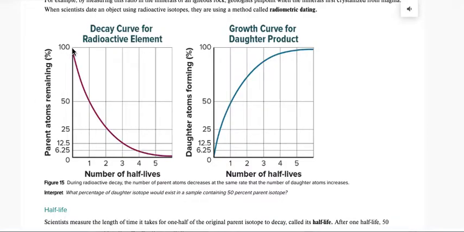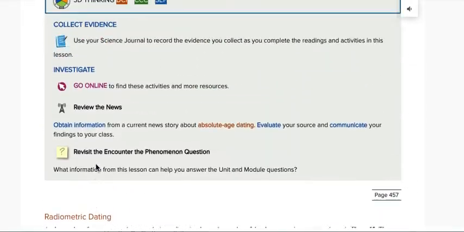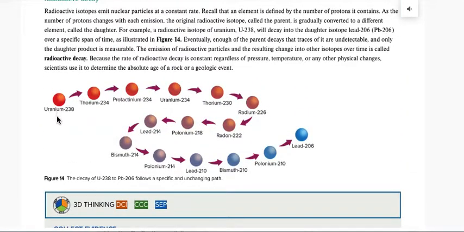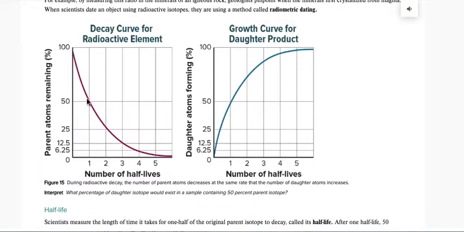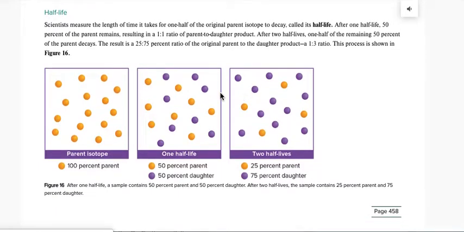So going back up here, let me get back up to this picture. Uranium 238 first decays to thorium 234. So as time passes, the amount of uranium will go down, and the amount of thorium in the rock sample or fossil will actually increase. So this is another way of showing that same thing.